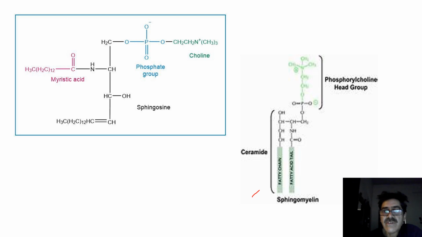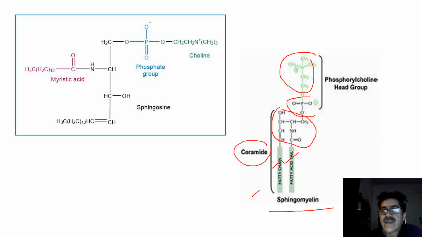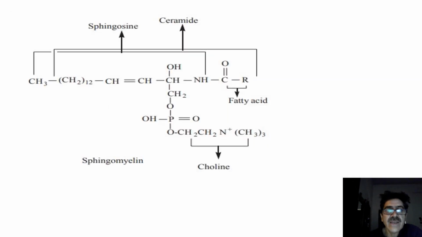So this is sphingomyelin. As you see, this is the sphingosine. It is the basic backbone. To this are esterified two fatty acids. Sphingosine plus fatty acids create ceramide. This is ceramide. To this ceramide is attached a phosphate group, and then you have the choline over here. So this particular compound is sphingomyelin, the only sphingolipid. Again, you can see the structure of sphingomyelin, fatty acid, choline.